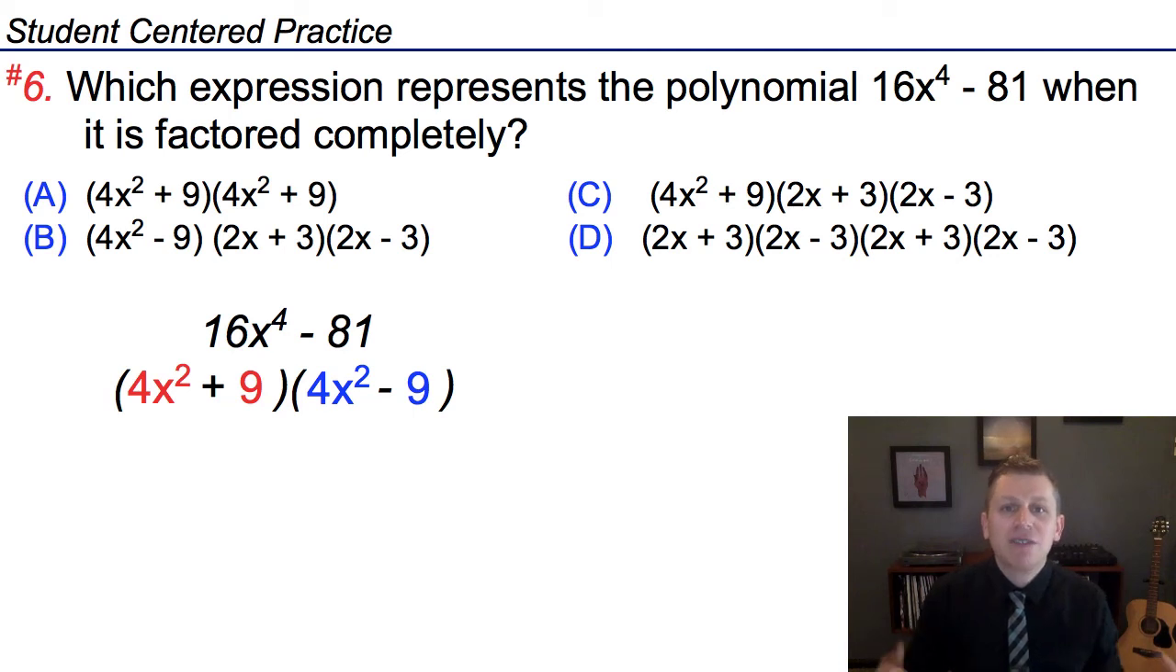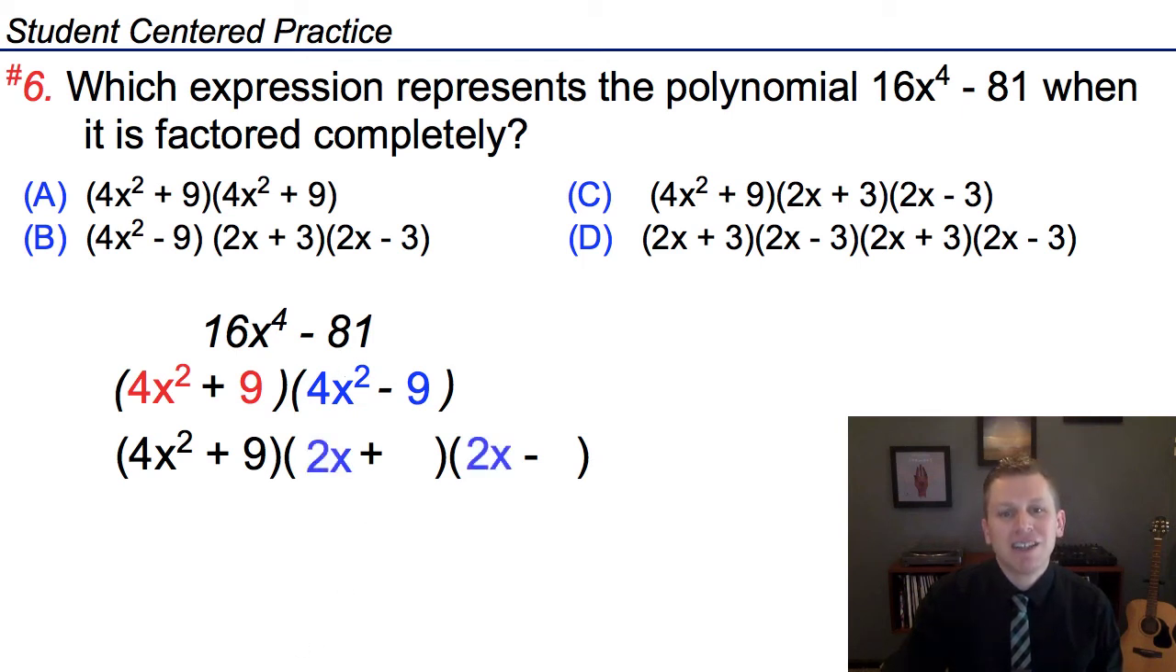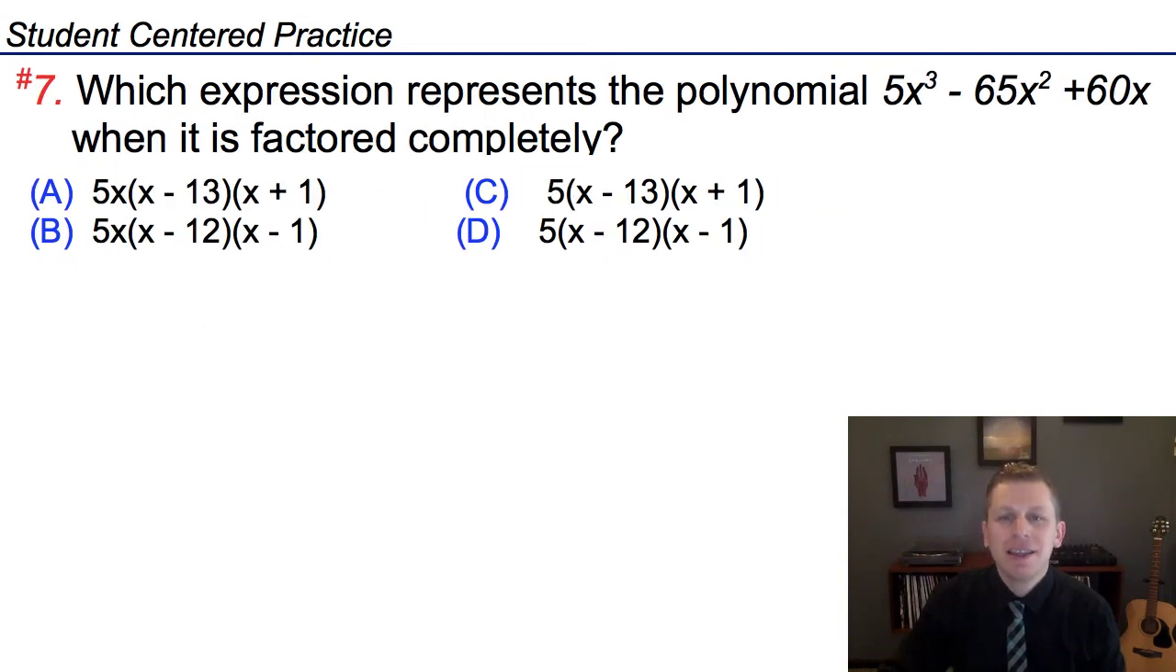Now it said factor completely here, so I'm going to have to factor another time. I only factored once so far. Looking at this one here, this is the sum of 2 perfect squares, which will not factor. This one here is the difference of 2 squares. So the first one will just come along for the ride, this first binomial factor, and the second one we can factor by difference of squares again. The square root of 4x squared is 2x, the square root of 9 is 3, and I've just factored this one completely.